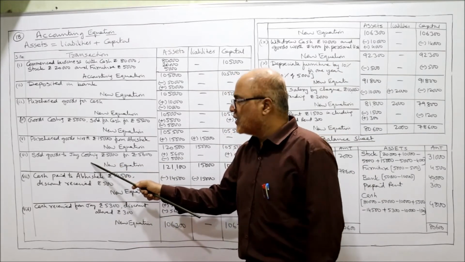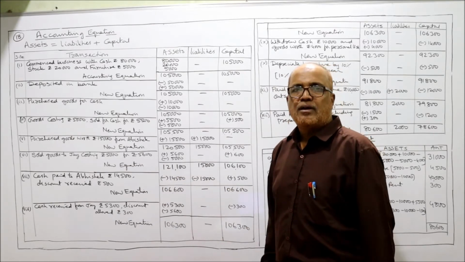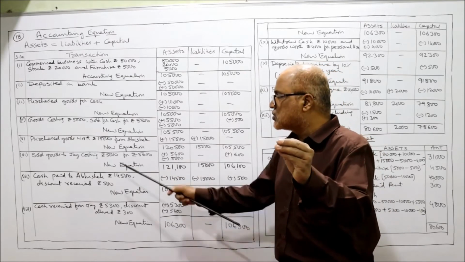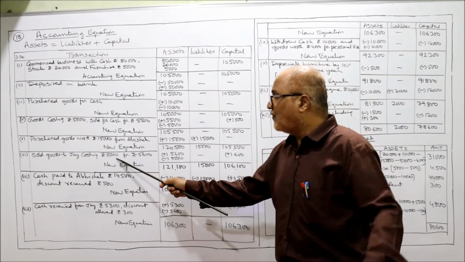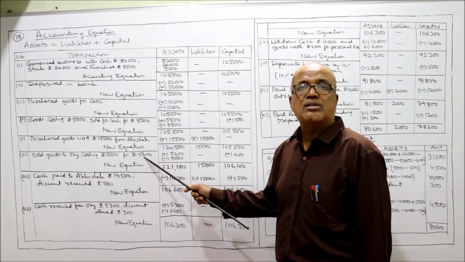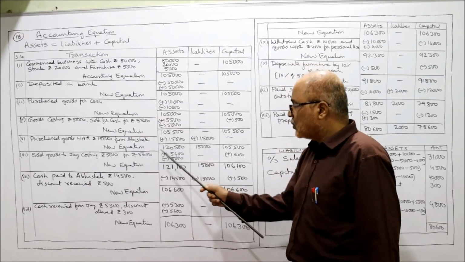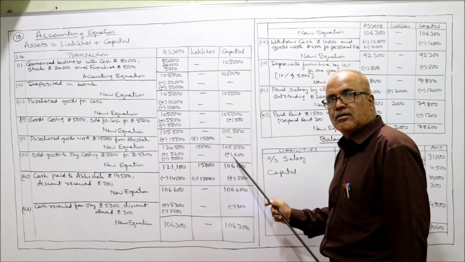Next, goods sold to J. J is a customer, goods costing rupees 5,000 sold for rupees 5,600. That means 600 rupees is the profit on sale. This profit of 600 will be added to capital. So in capital we add 600.